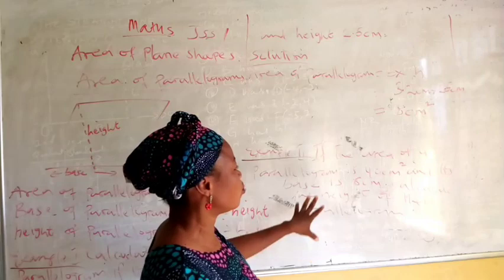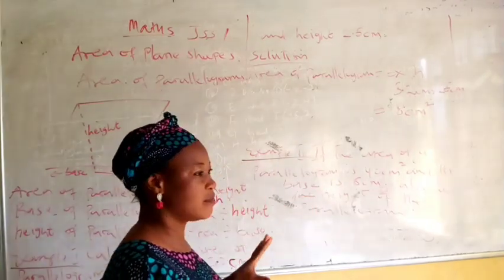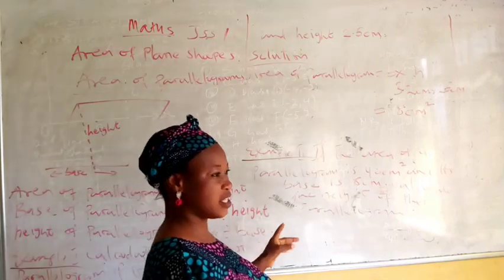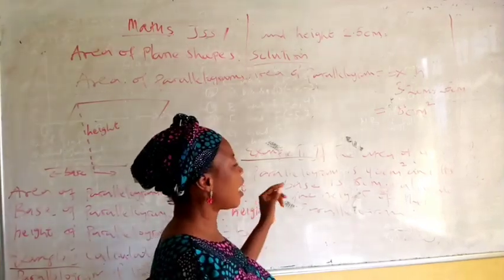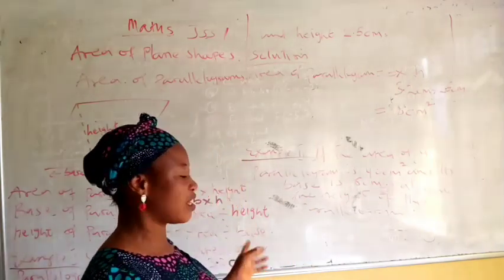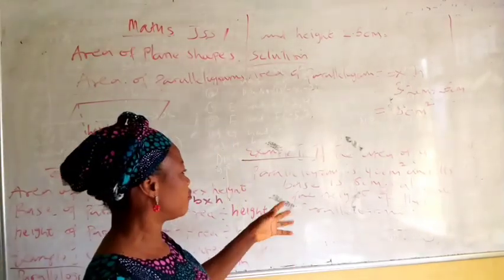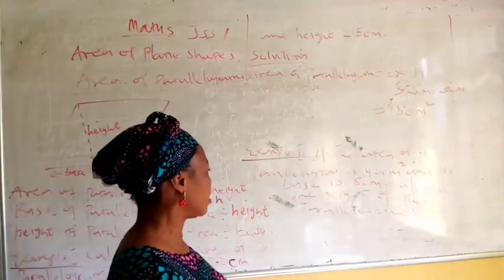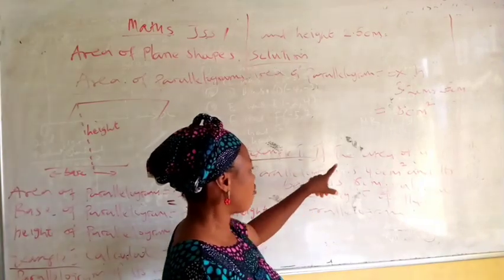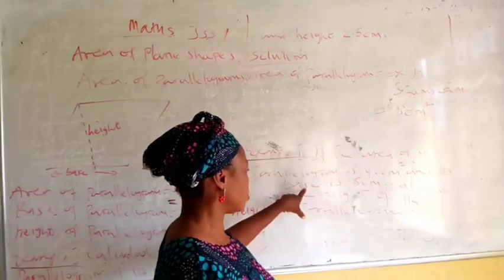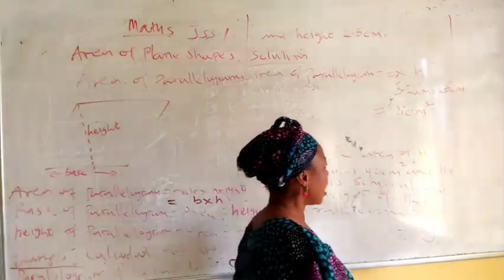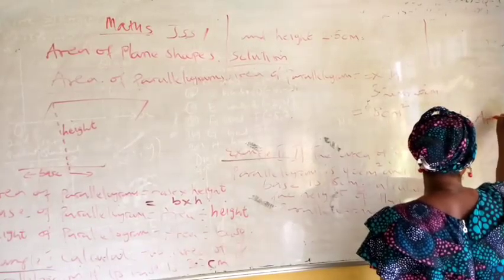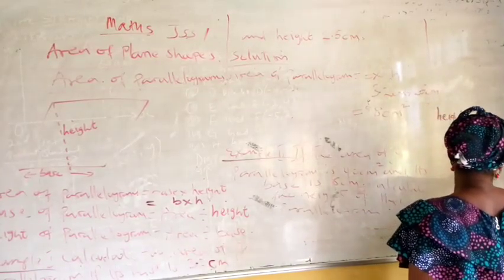The second example, we have already been given the area of the parallelogram, which is 40 centimeter square, and the base, which is 8 centimeter. We are now asked to calculate the height of that particular parallelogram. The formula which we are going to use now is what? Area divided by what? Base. Because we have been given the area and we are given the base, we are asked to find the height. Our height will now be area divided by base.